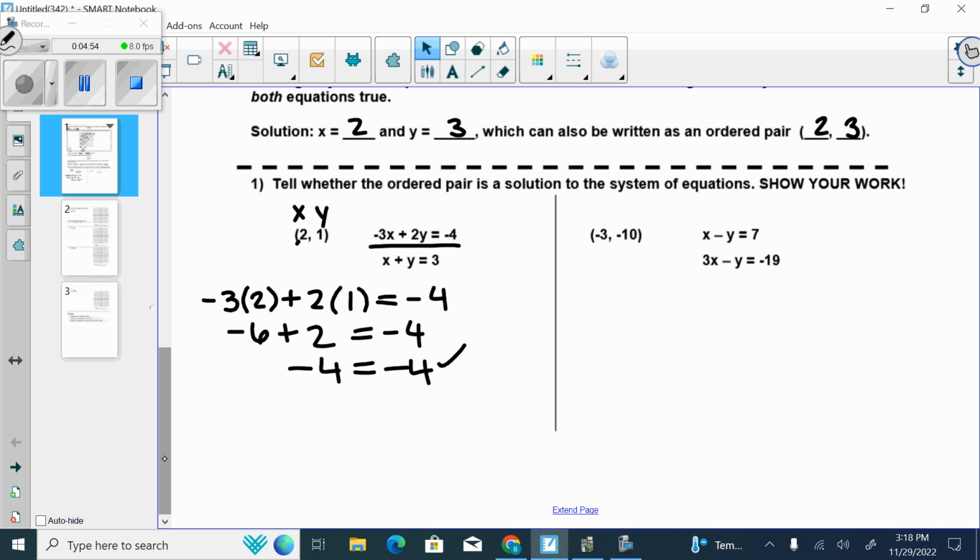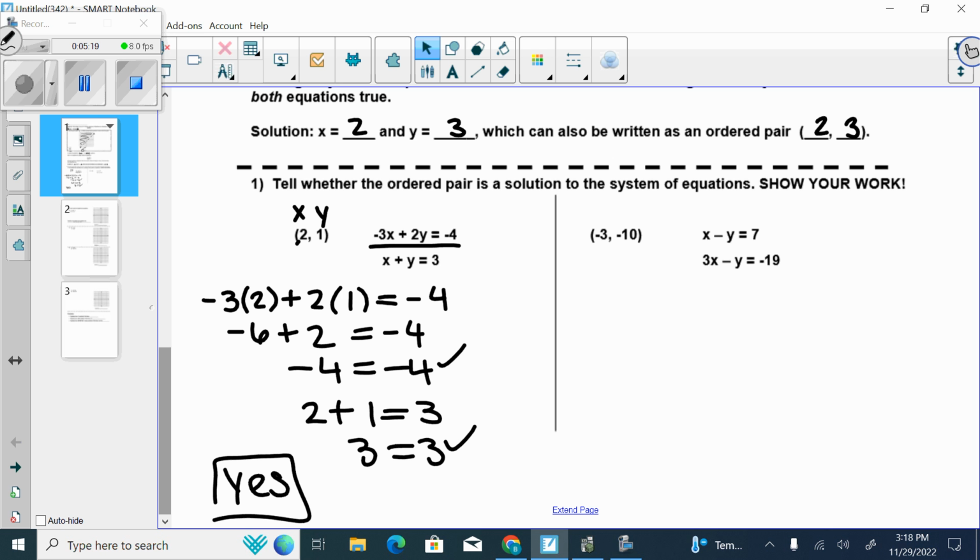Okay. So we said we replace x with 2, right? Plus replace y with 1. And it's supposed to equal 3. Does 2 plus 1 equal 3? Yeah. So it did work for both of them. So my answer is yes. This is a solution.